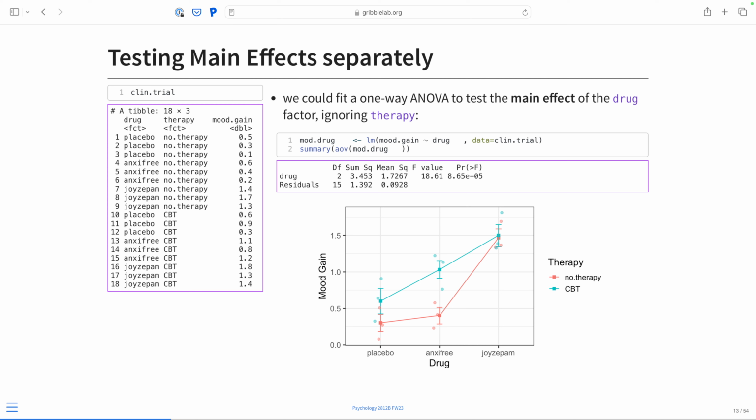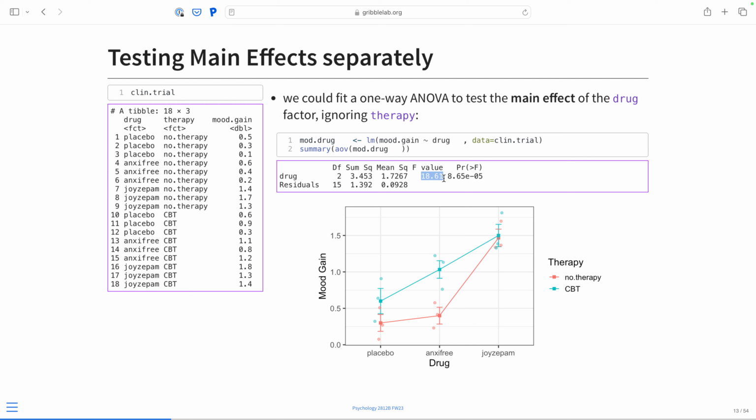So one way we could start is we could fit a one-way ANOVA, like we've seen already, to test the main effect of the drug factor, and just ignore the fact that there's different levels of therapy. So marginal means correspond to a main effect. That's what it's called. So we can make a linear model. Mood gain varies with what? Just drug. Ignore therapy. And let's look at our ANOVA.